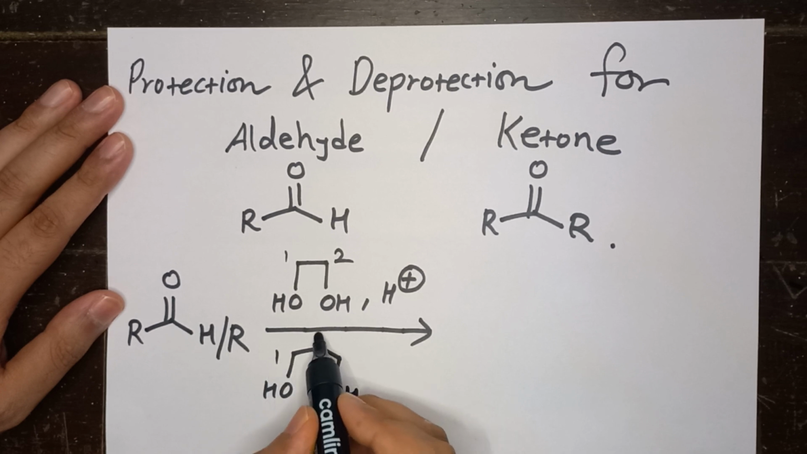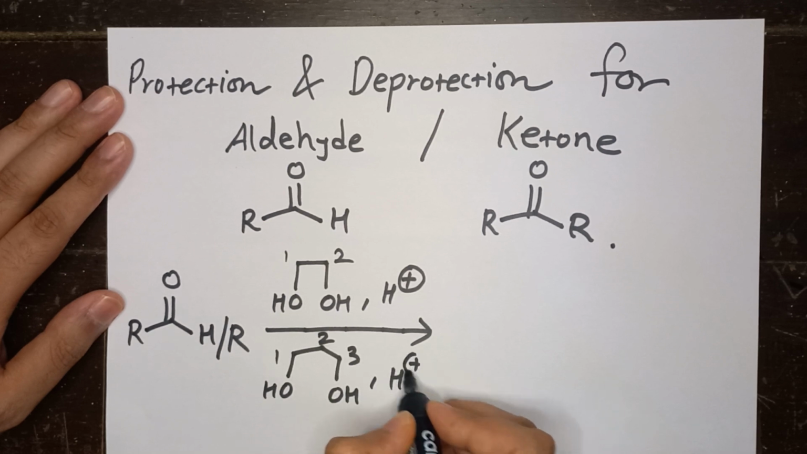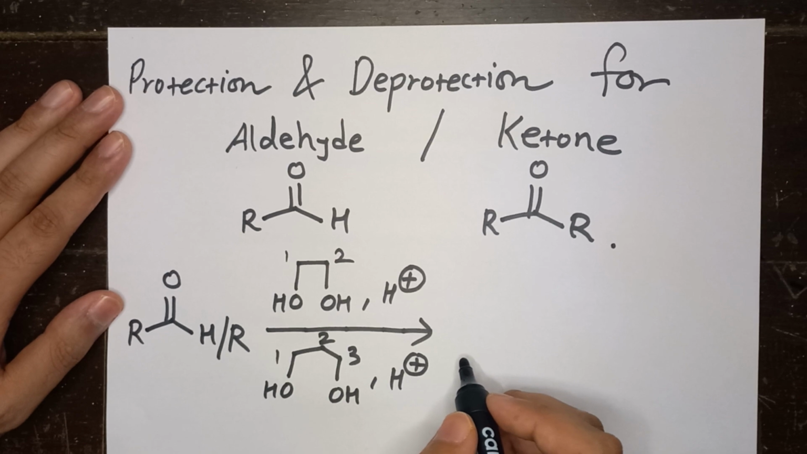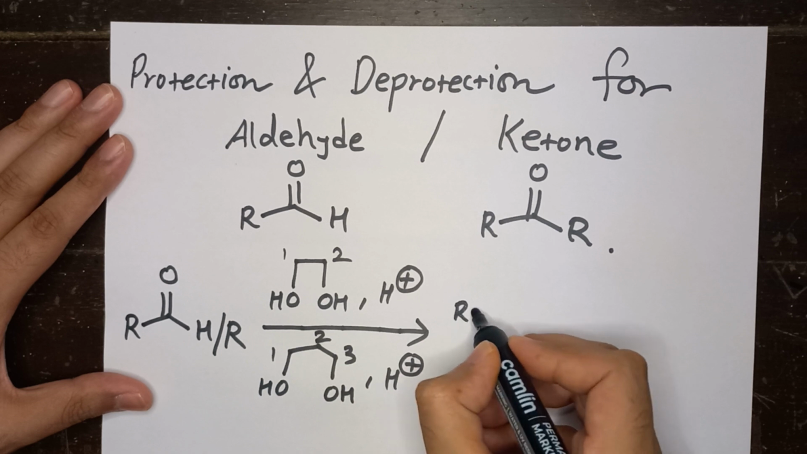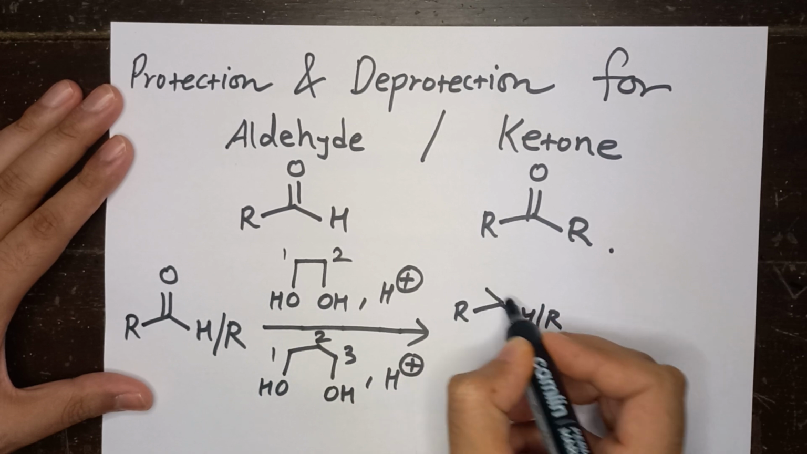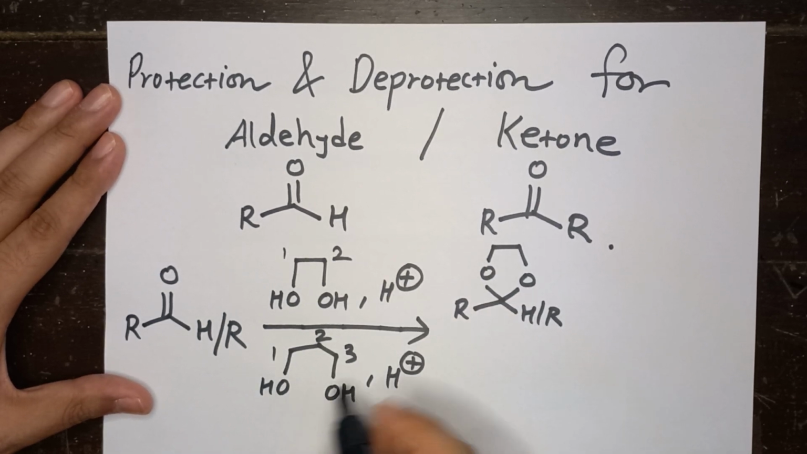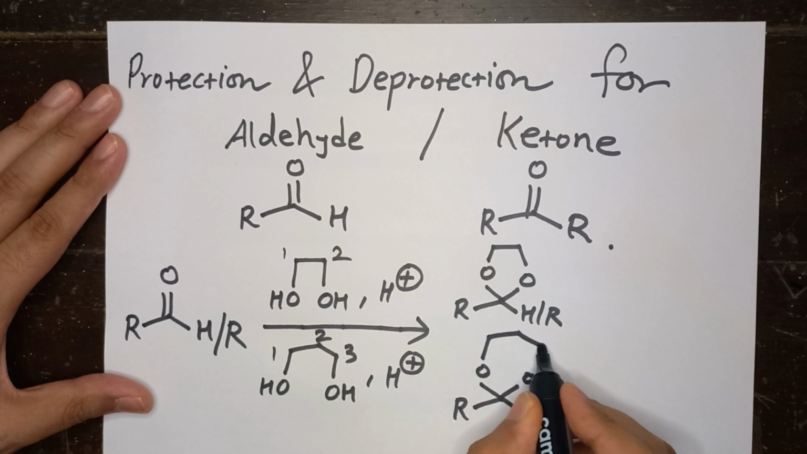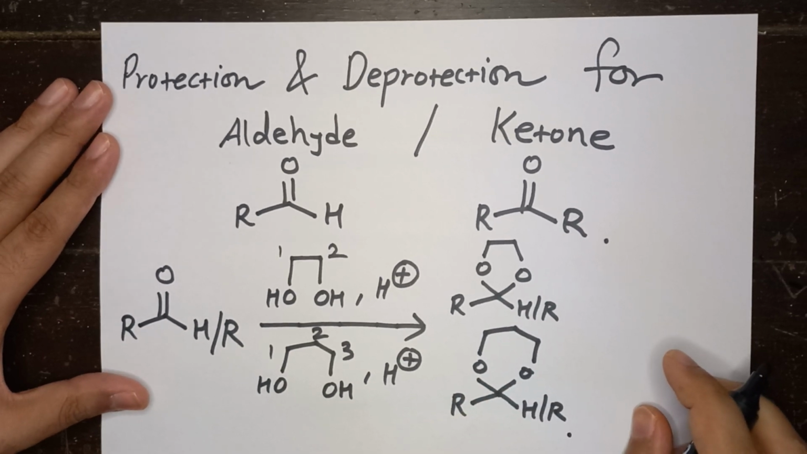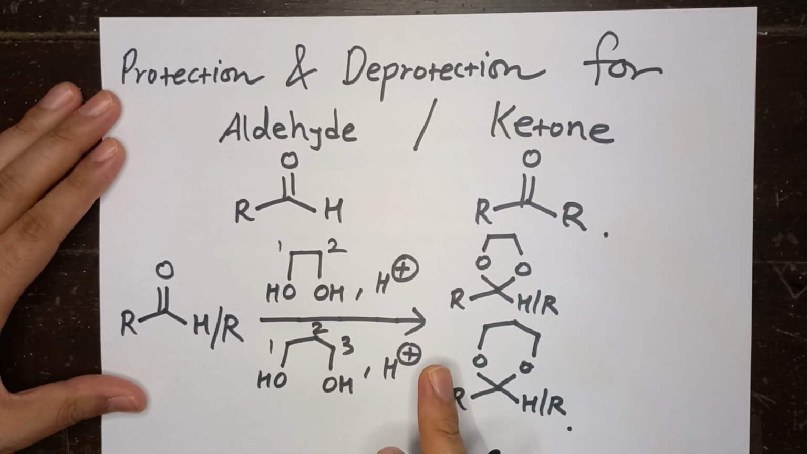So this is a 1,3 diol system. You also need a source of H plus ions. So the product, if you use a 1,2 diol system, will look like this particular acetal or ketal. If you use a 1,3 diol system, the product will look like this one.